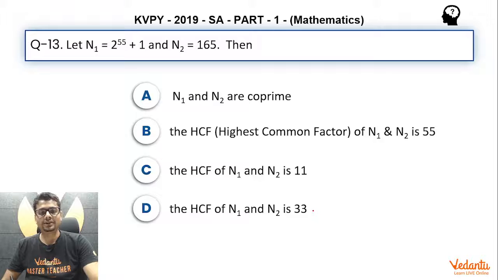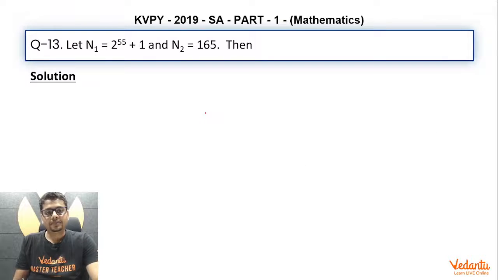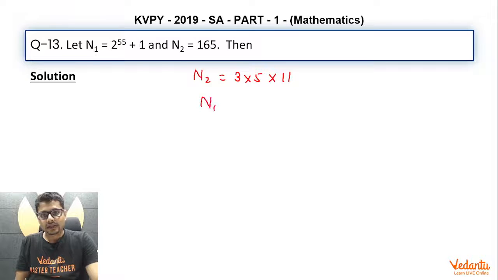So basically we are concerned about the highest common factor between n1 and n2. So first of all, n2, which is 165, clearly is 3 multiplied by 5 multiplied by 11. So we are essentially concerned whether n1 is divisible by 3 or not, whether n1 is divisible by 5 or not, whether n1 is divisible by 11 or not. Here, let me first go for whether it is divisible by 11 or not.